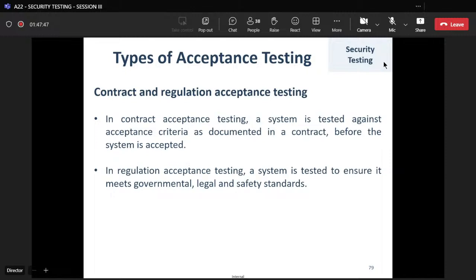Then there's contract and regulation acceptance testing, because the testing is performed against certain criteria documented in the contract before the system is accepted. For example, it could be a government requirement, a legal requirement, a safety standard requirement, or a specific contractual requirement of the organization. They'll perform a test and observe whether it is fulfilling these requirements.